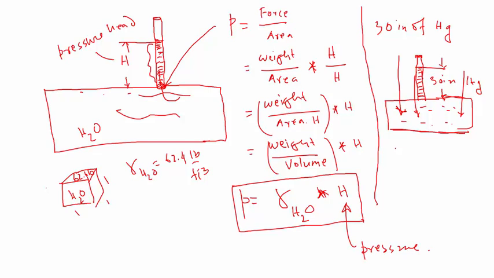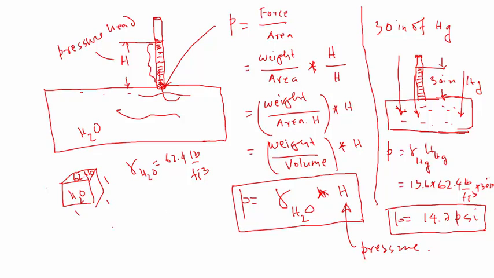If I convert that to the regular PSI, I know that P equals gamma times H, in this case gamma of mercury and the height of mercury. Gamma of mercury is 13.6 times heavier than water. So the specific weight of mercury would be 13.6 times 62.4 pounds per cubic foot, times 30 inches. Now I have some mixed-up units here. If I convert all of these to pounds and inches, I'll get 14.7 pounds per square inch, psi.